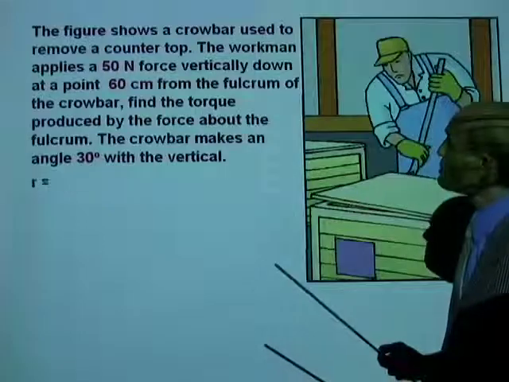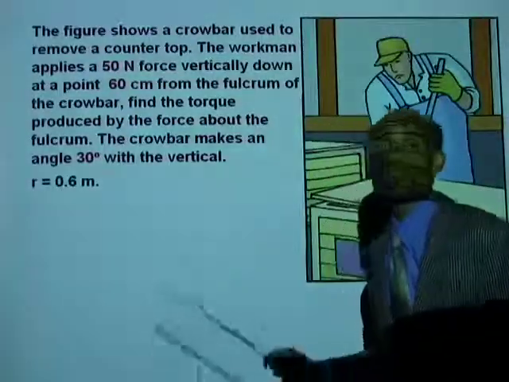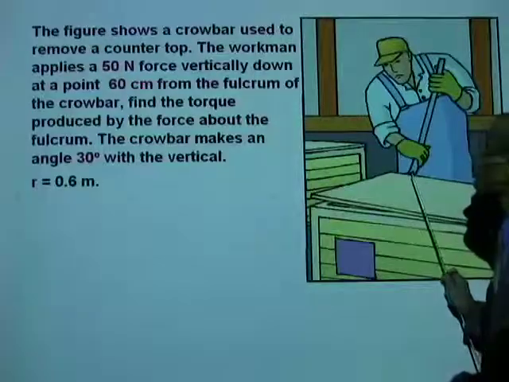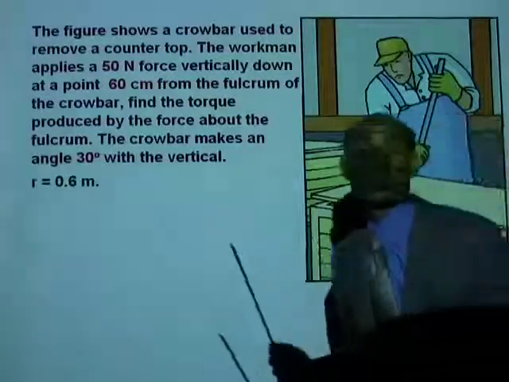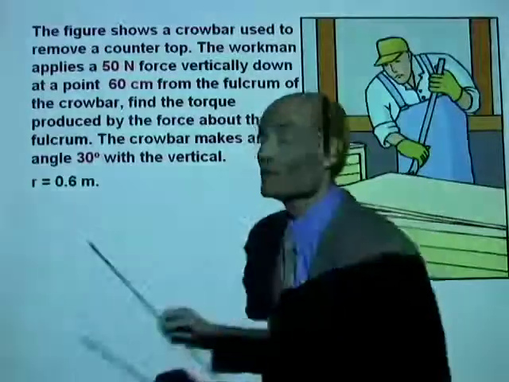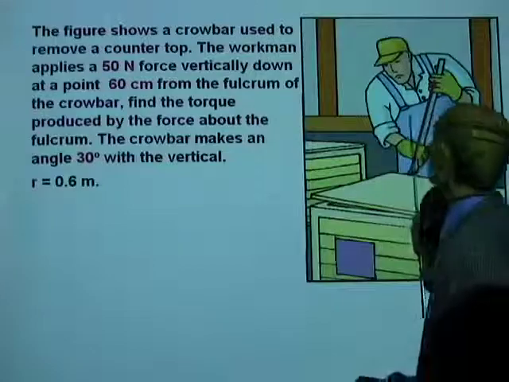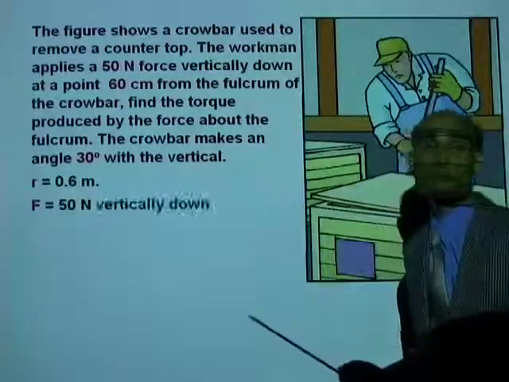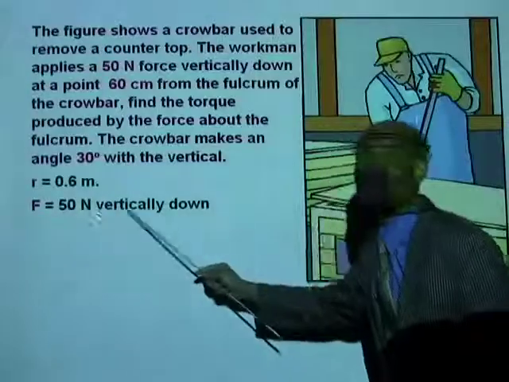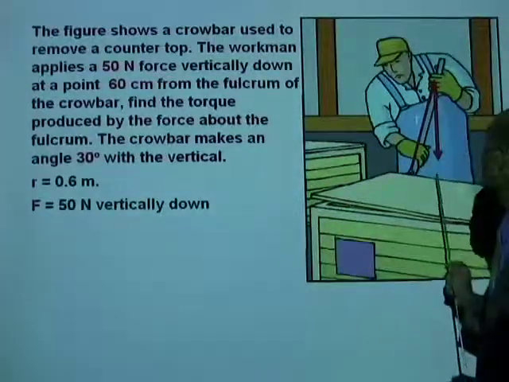Alright, let's understand this problem a little more. R equal to 0.6 meter. You understand that the length of the crowbar is the torque arm. So that R, the R vector, this is our R, and that is 0.6 meter. And F equal to 50 Newton is acting vertically down.